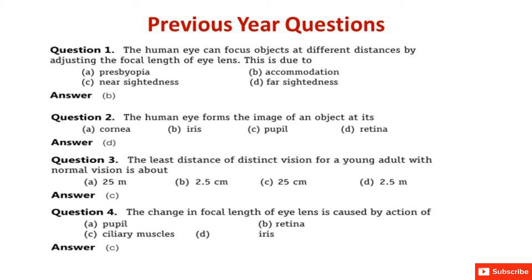Next question, the human eye forms the image of an object at its. So we know the answer is retina. Next question, the least distance of distinct vision for young adult with normal vision is about. So the answer is 25 cm. This we have already discussed. Next question is, the change in the focal length of eye lens is caused by the action of. The answer is ciliary muscles.